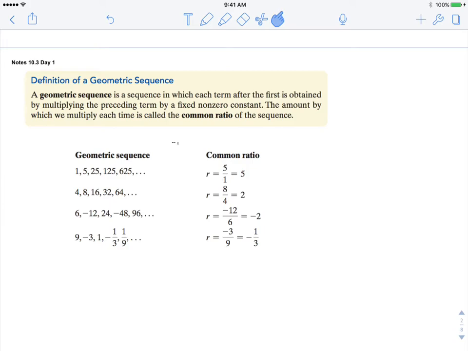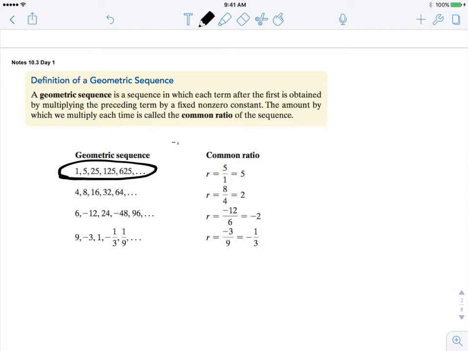This lesson is on geometric sequences. Notice that a geometric sequence is a sequence in which each term after the first term is multiplied by a common ratio. So if we look at some of the examples here, this first one, 1, 5, 25, 125, 625, it has a common ratio of 5.